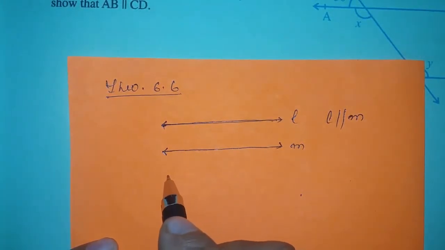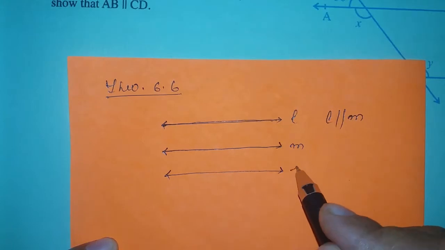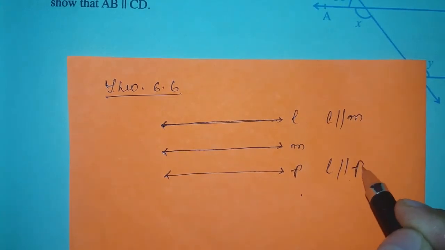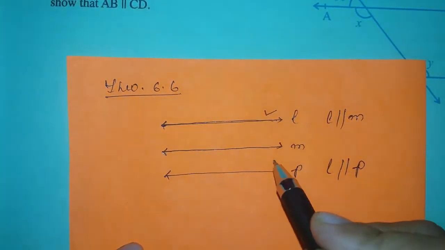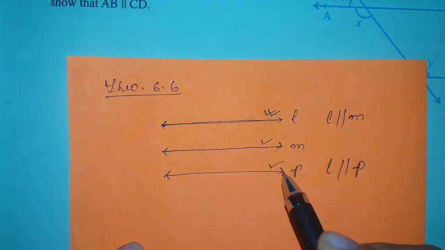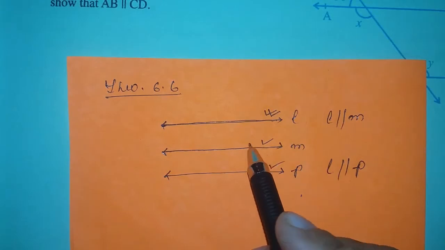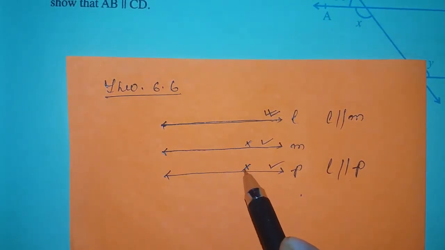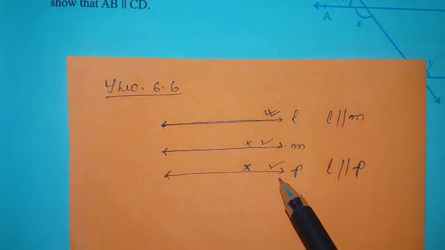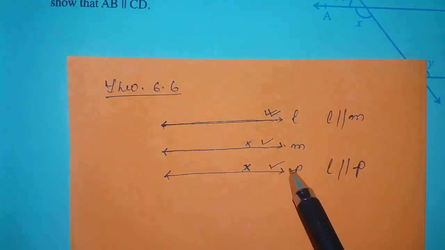And let's take another line here. Let's call it P. And let's suppose that L is also parallel to P. Now this line L is parallel to M, and again L is parallel to this line P. What the theorem says here is these two lines will also be parallel to each other, because L is parallel to M, and L is parallel to P. M and P are parallel to the same line L. So that is why these two lines are also parallel to each other.